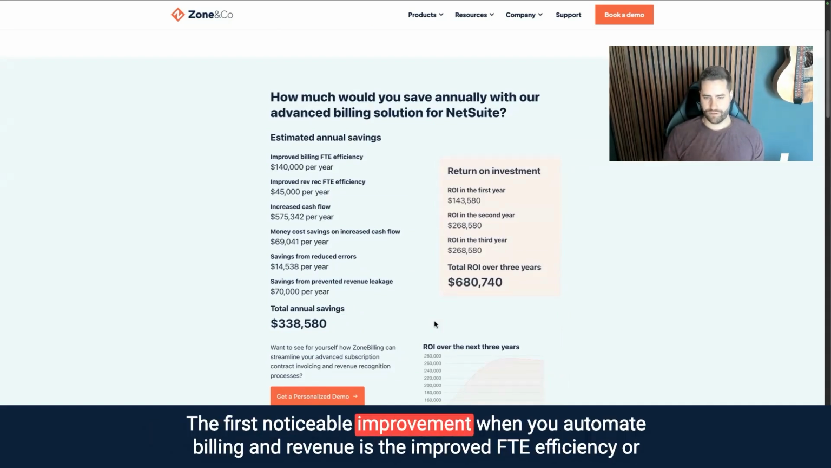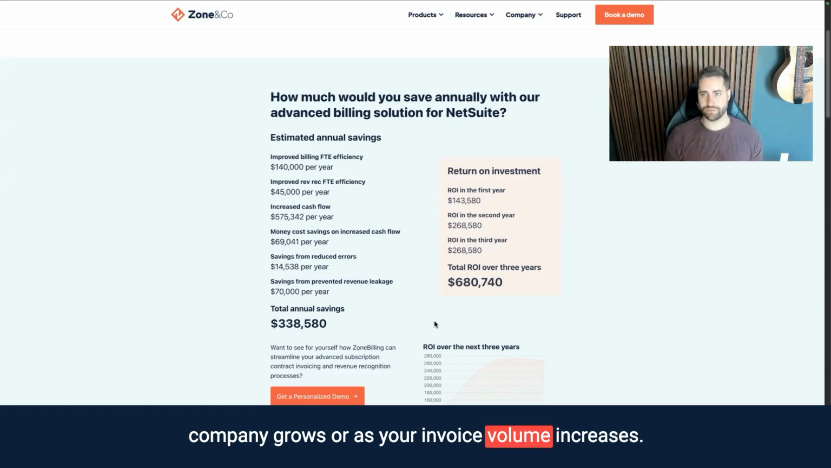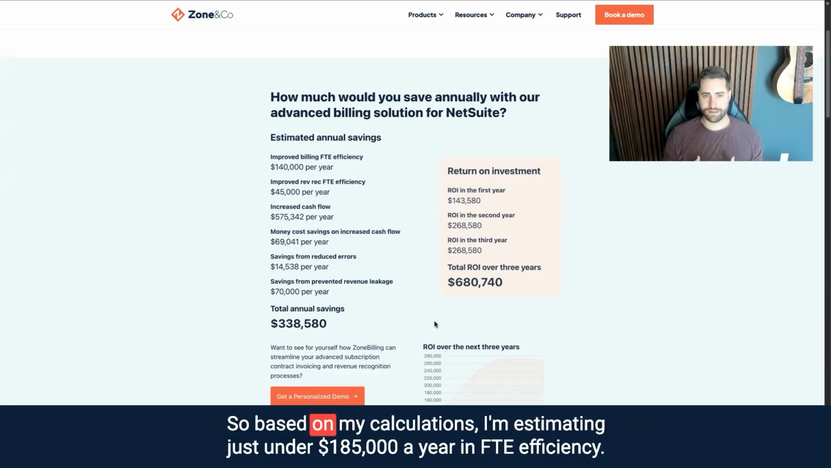The first noticeable improvement when you automate billing and revenue is the improved FTE efficiency, or reducing or avoiding the need to expand your team who specifically manages billing and revenue as your company grows or as your invoice volume increases. So based on my calculations, I'm estimating just under $185,000 a year in FTE efficiency.